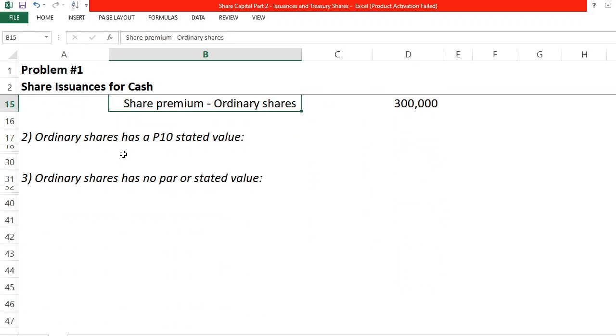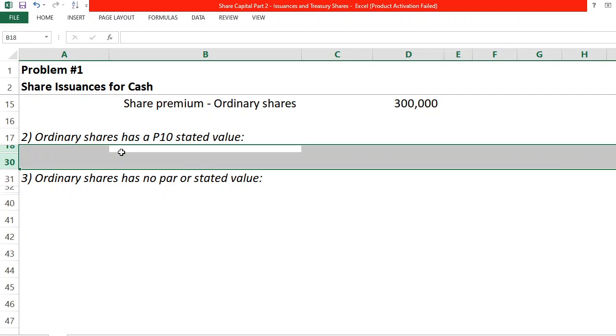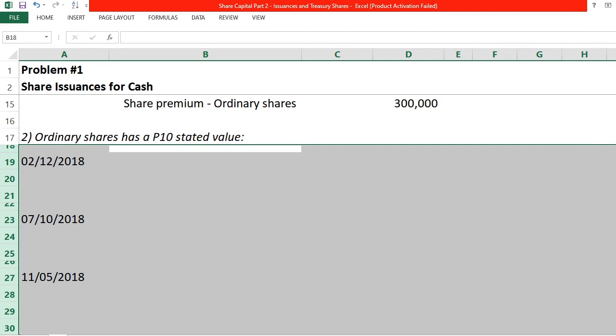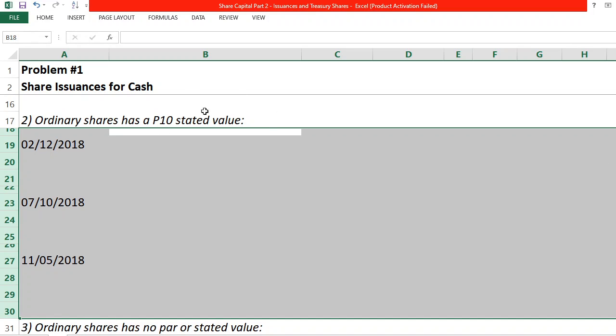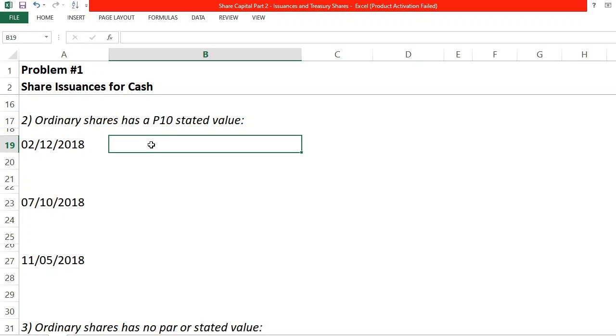Now let's try to solve assuming that our stated value is 10. So if you could notice, stated value na yung sinabi niya, hindi na par. So question, ma'am, are we going to record the ordinary shares at stated value? The revised corporation code says that if walang par, i-record mo yun lahat sa ordinary shares. But alternatively, pwede mo siyang i-record at stated value, si ordinary shares, and the excess will go to the share premium. And what do I mean by that?